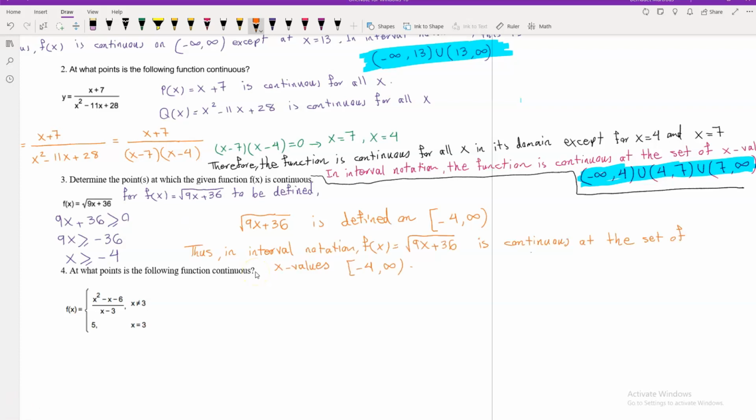So in interval notation, our function is continuous at the set of x values. And here is our interval. It's bracket negative 4, comma, positive infinite. So here is our final answer.